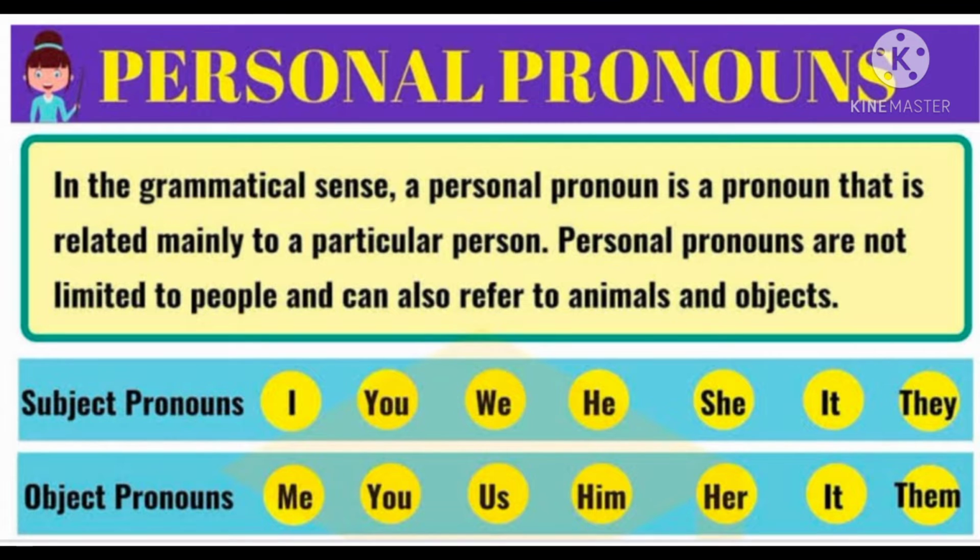In the grammatical sense, a personal pronoun is a pronoun that is related mainly to a particular person. Personal pronouns are not only limited to people and can also refer to animals and objects. And students, you know that there are subject pronouns and object pronouns. For example, I, you, we, he, she, it and they are used as subjects, whereas me, you, us, him, her, it, them, these pronouns are used only as objects.